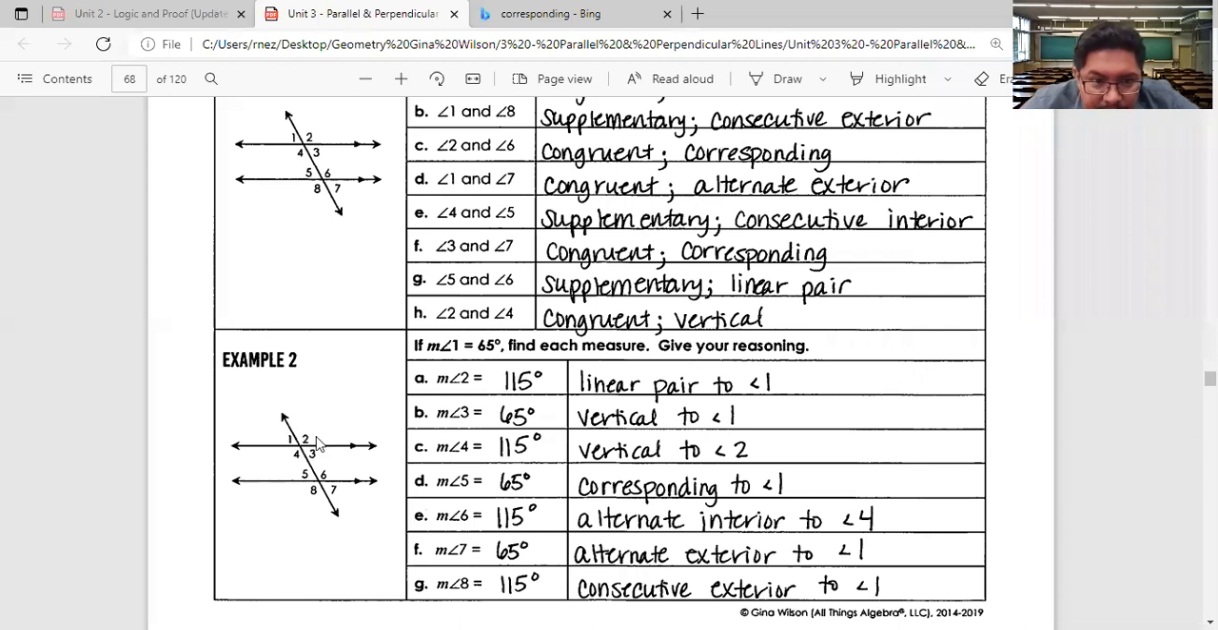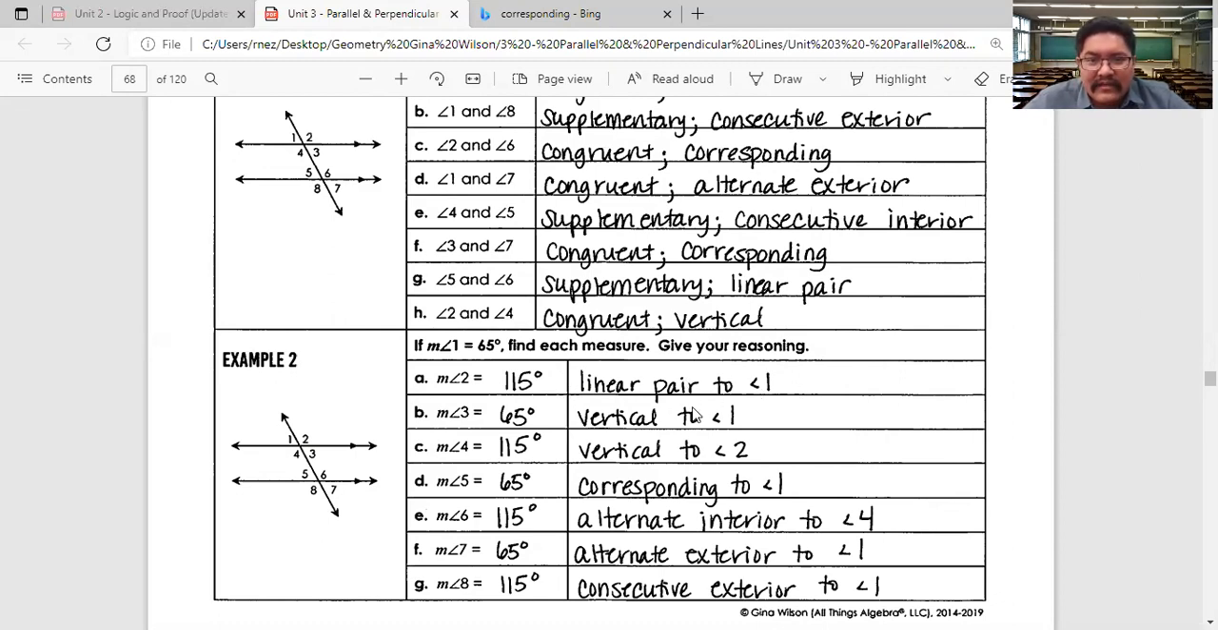So angle 2. So 1 and 2. Looking at here, how would we tell what that is? Okay, well, we know that angle 1 and 2 being a linear pair would mean that they are supplementary. And supplementary means that they would add up to 180 degrees. So because we know that angle 1 is 65 degrees, let's just subtract 65 from 180 and we get 115. And it even says right here that it is a linear pair.